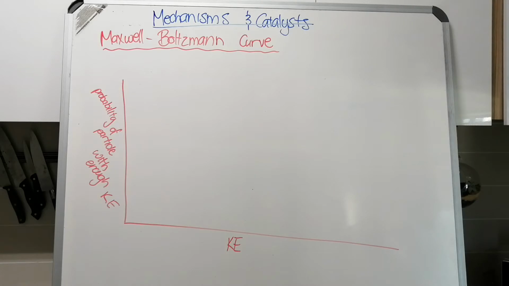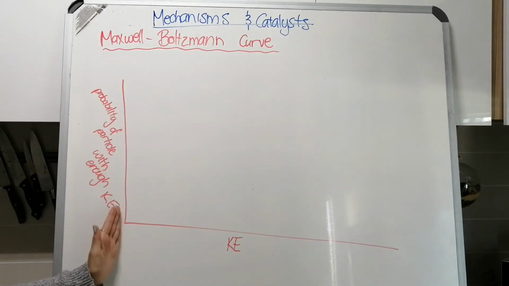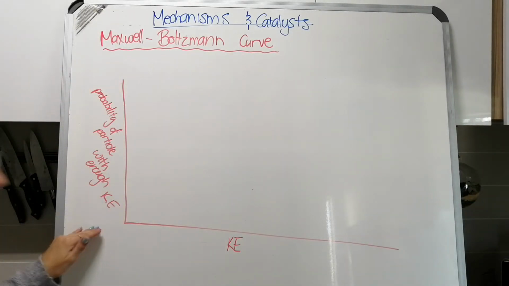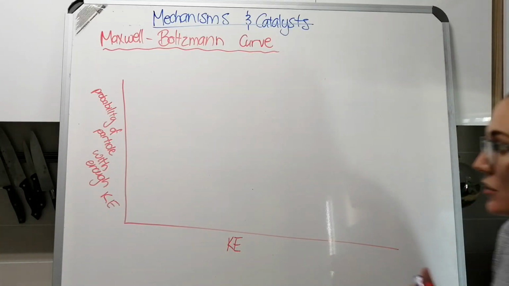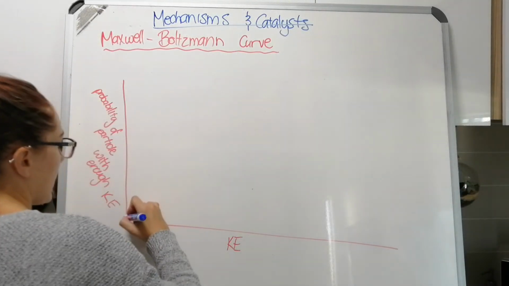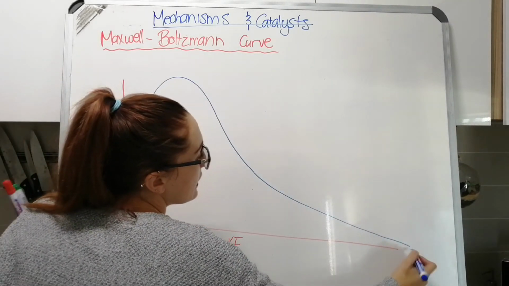Okay guys, now when we look at the way that catalysts and other factors affect the rate of reaction, we're going to link it to this thing called the Maxwell-Boltzmann curve. Now this is a graph showing the probability of a particle having a specific kinetic energy versus the kinetic energy of the particles. Now this graph can be a little bit tricky. So firstly, the way that it's going to look is we're going to have a little hump at the beginning, and then it sort of peters out towards the end.